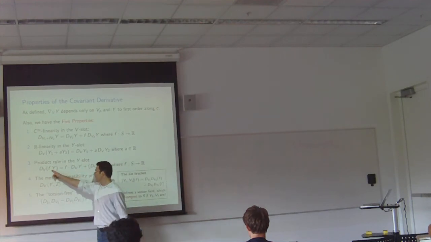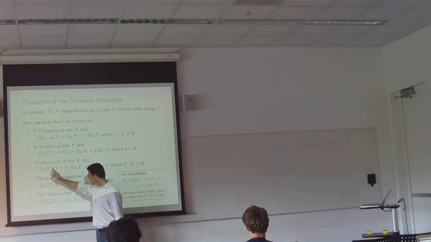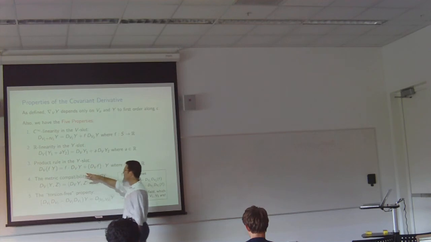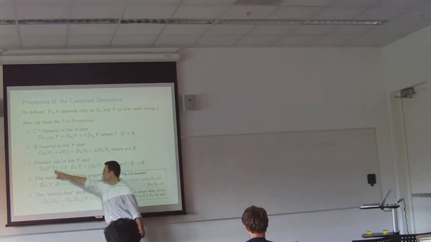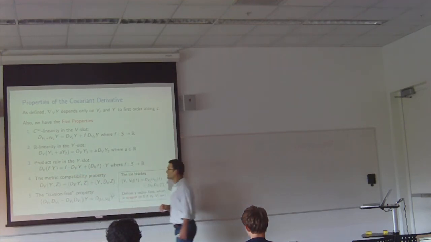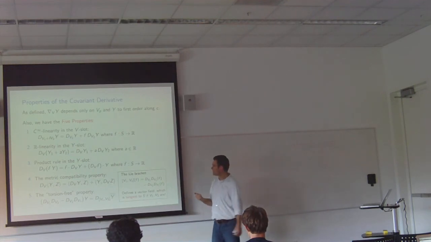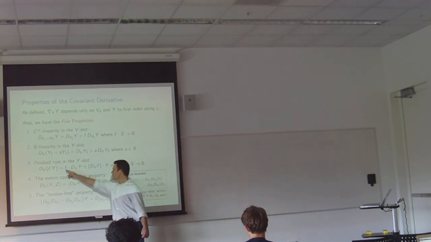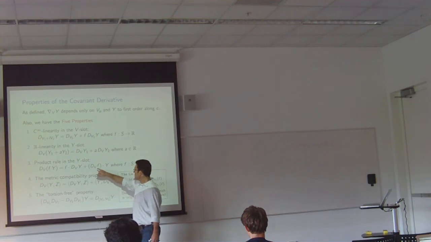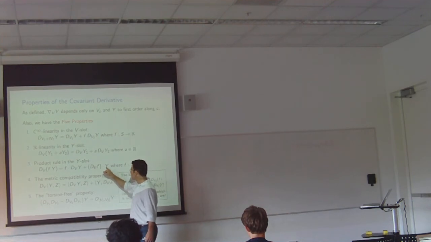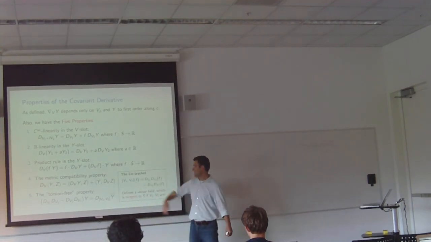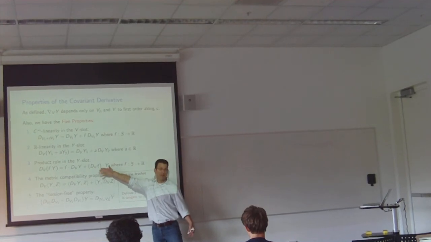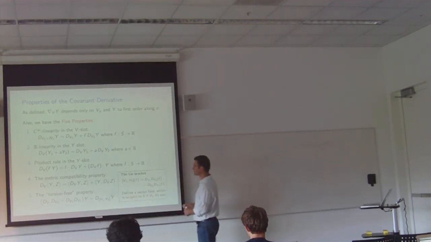And also, because of the properties of ordinary derivatives, you have the product rule, or the Leibniz rule. So the derivative of a scalar function times a vector field is the function times the derivative of the vector field, plus the derivative of the function times the vector field. And this is the ordinary scalar derivative that we saw earlier.